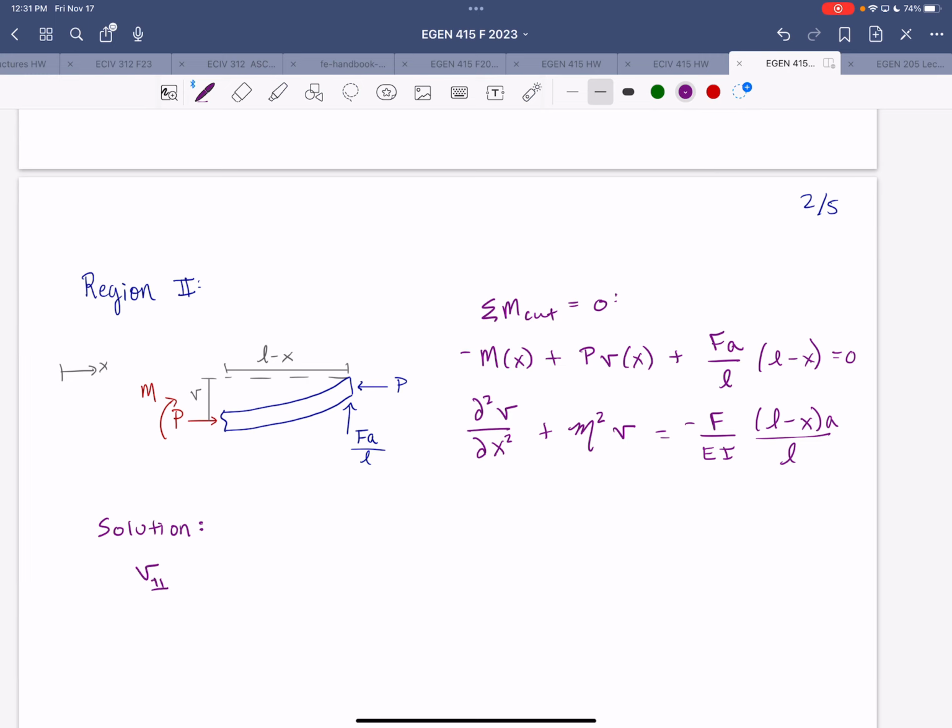The solution gives us the deflection equation for region 2, which will be a constant we'll call C3 times cosine of mx plus constant C4 times sine of mx, minus the particular solution, which is going to be capital F over P times (L minus x) times a over L.